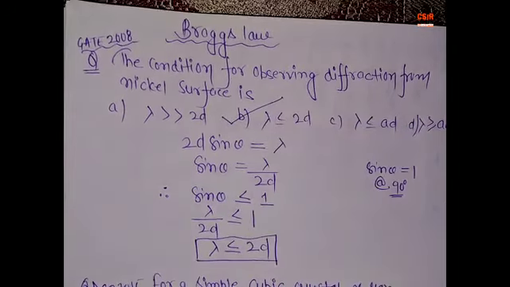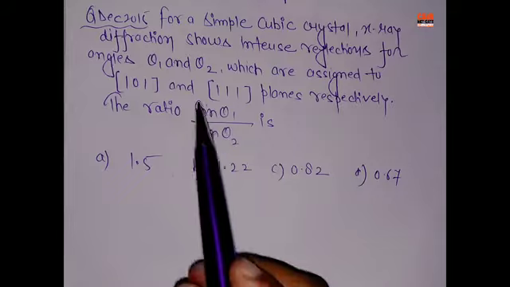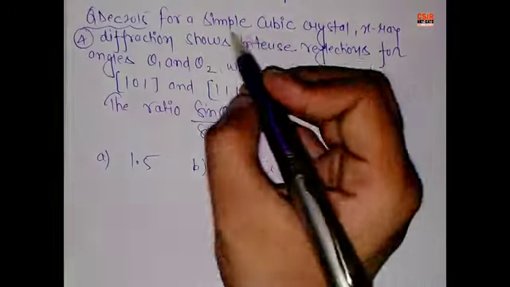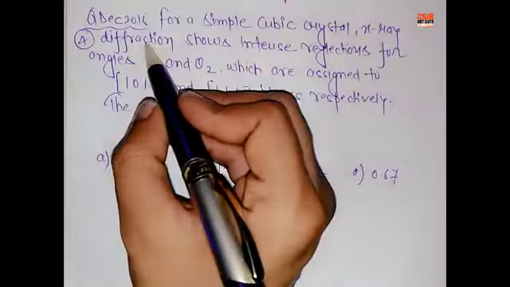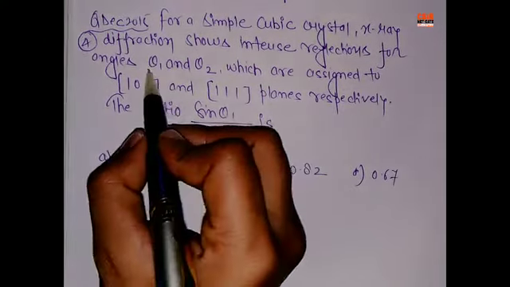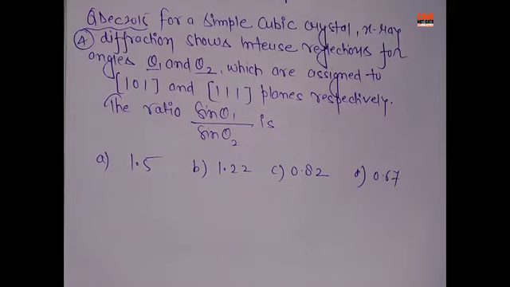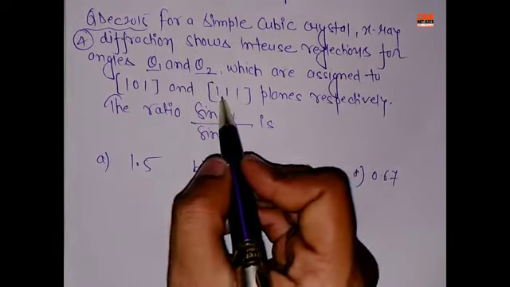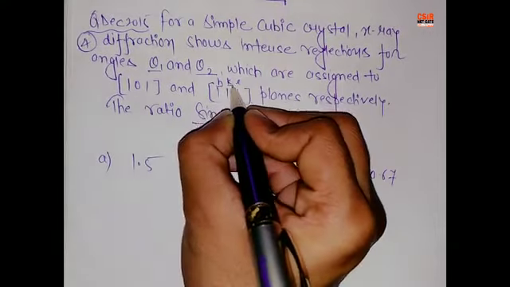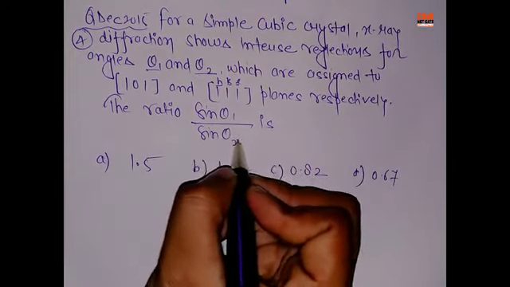So B is the correct answer. Now see, this question came in December 2015 for 4 marks. In the question we have a simple cubic structure and an XRD pattern showing intense reflections for angles theta 1 and theta 2. That means there are two Bragg's equations which are assigned to 101 and 111. These are the HKL values. So the ratio of sine theta 1 upon sine theta 2.